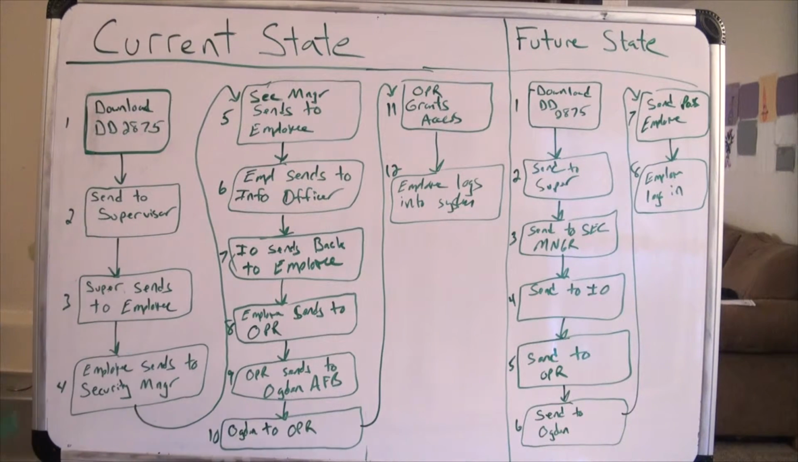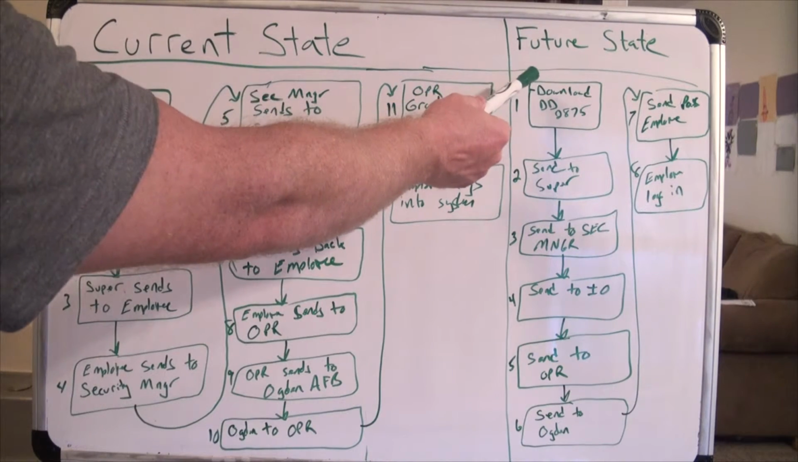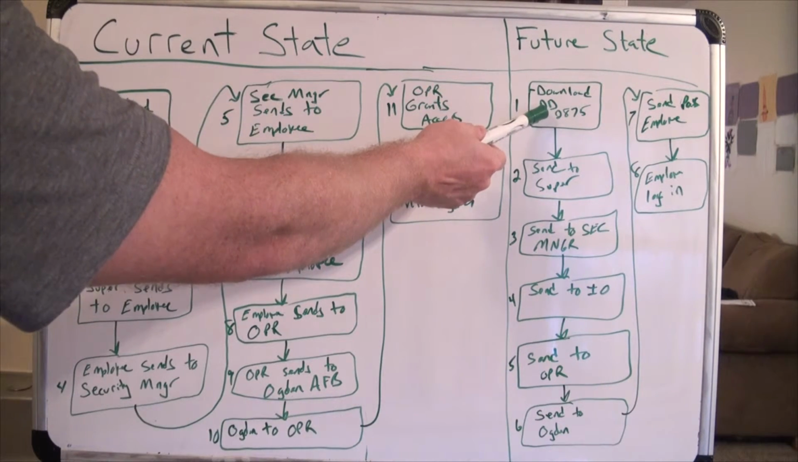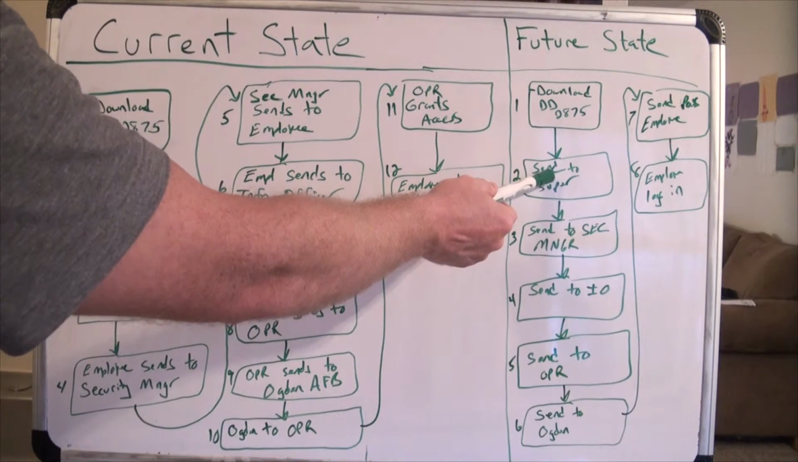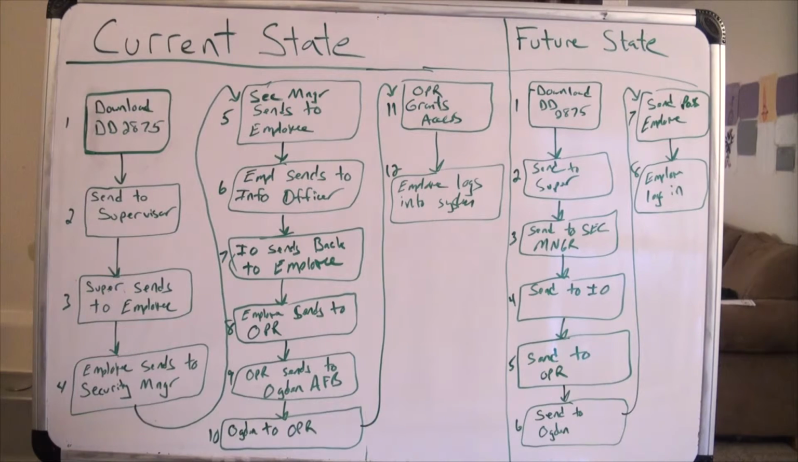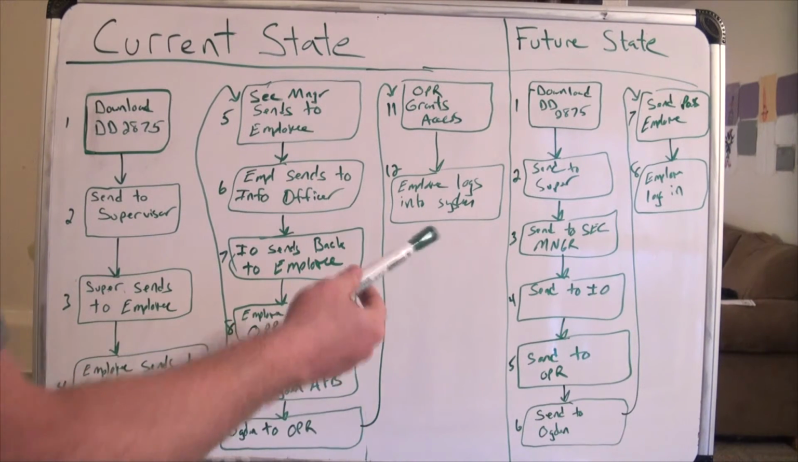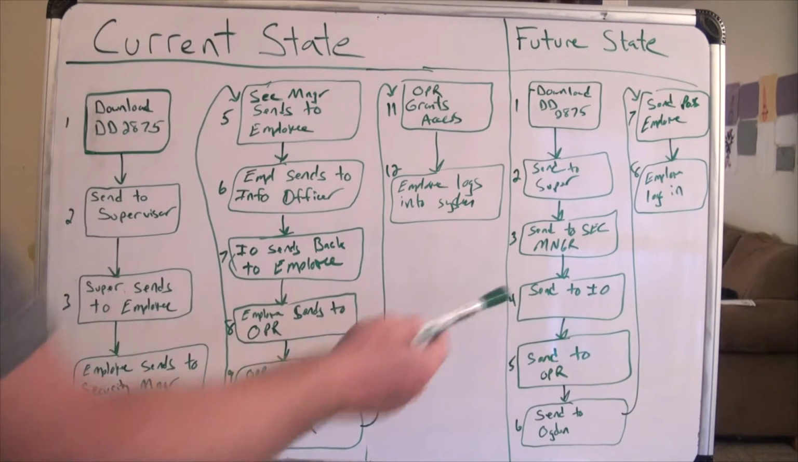Now let's move to the future state. We can eliminate some of these steps. As you can see, the future state, you download the form still, fill it out, save it, send it to your supervisor. They will sign it, and they'll send it directly to the security manager. The security manager will know through the email system to send it when it's done to the information officer.